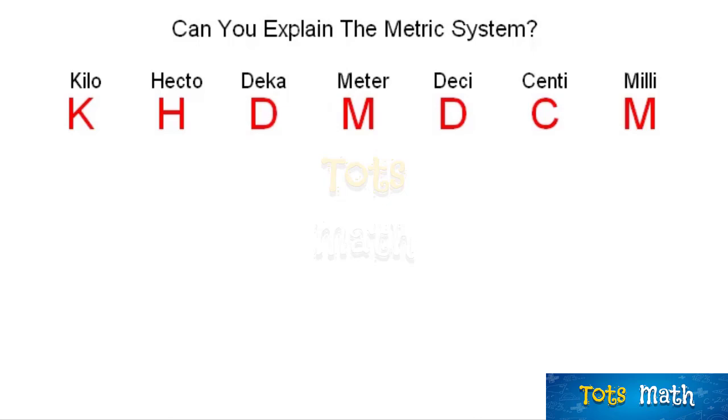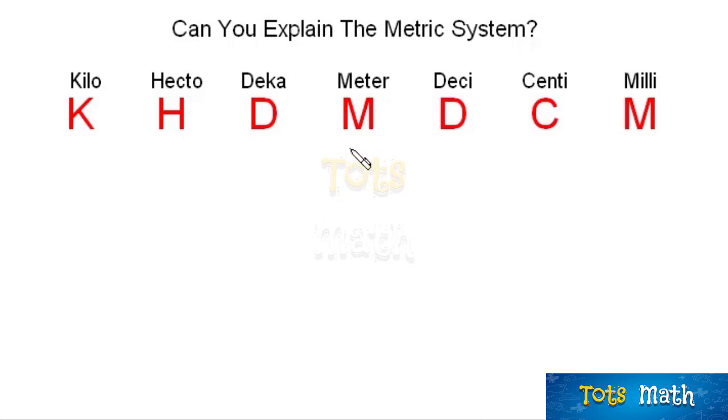Now a meter is just a little bit bigger than a yard, and 1 yard equals 3 feet. So that means a meter is a little bit longer than 3 feet. In the metric system, the units of measure to the right of a meter become increasingly smaller, and the units of measure to the left of the meter become increasingly bigger. So let's find out how many meters are in each of these measurements. And let's begin with the meter.